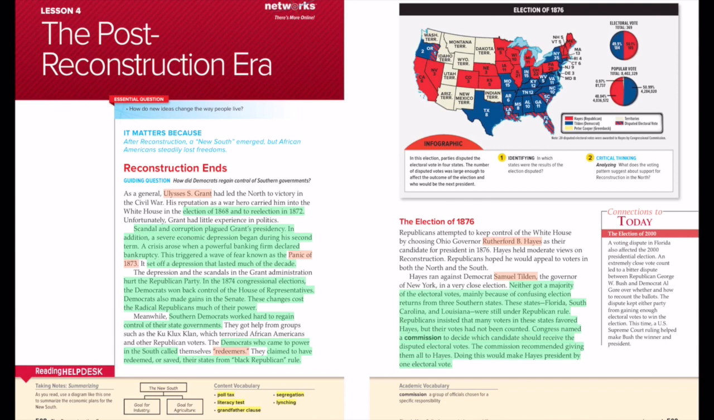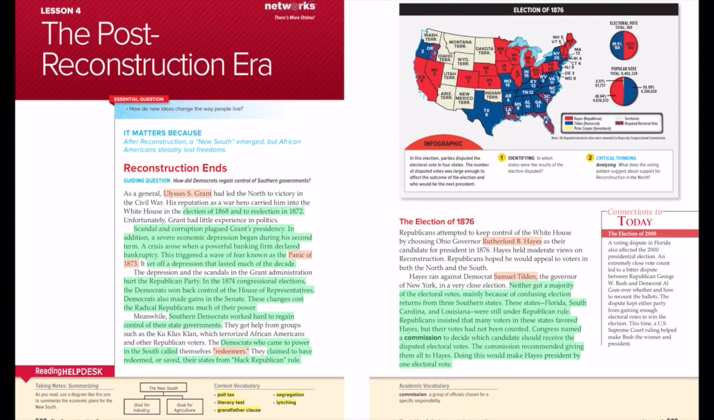One was a big economic depression during his second term. Part of that was when a big bank declared bankruptcy and everyone panicked and thought all the money was going to be unsafe, and they started pulling their money out, and it's called the Panic of 1873. This started a depression that lasted for a long time.